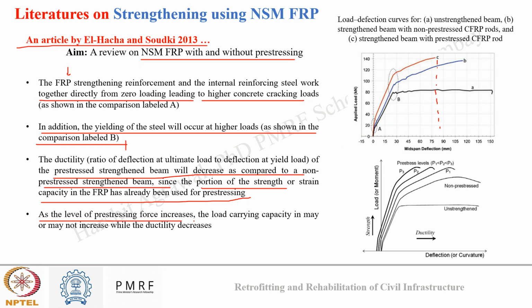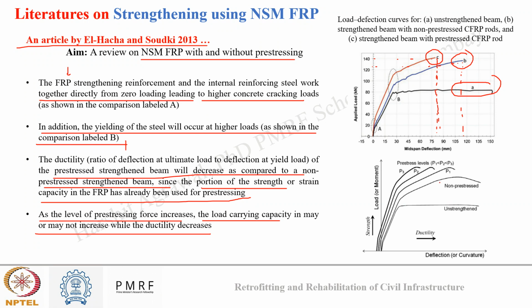As the level of pre-stressing force increases, the load carrying capacity may or may not increase, while the ductility will decrease. You can see in this diagram also, this was case A without any strengthening. This was case B with a CFRP NSM rod which was used as strengthening, and case C was a CFRP NSM rod used for strengthening, and this rod was pre-stressed also. So you can see a significant increase in load carrying capacity happened when we used NSM FRP. However, when we used pre-stressed NSM FRP, the load carrying capacity increased further, though the strain limit at failure decreased.